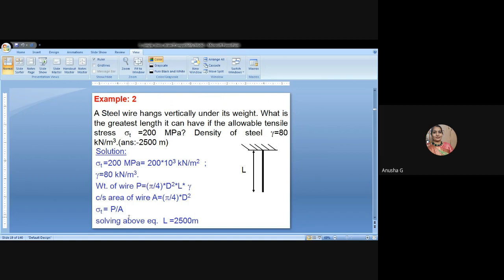Now you can observe the density is given, and the stress is given, sigma T equals 200 megapascals, gamma is 80 kilonewton per meter cube. Then we have to find the weight of the wire. Weight of the wire equals pi d square by 4 into L into gamma. This gamma is already given. What is unknown? Only D and length L, we don't know these values.